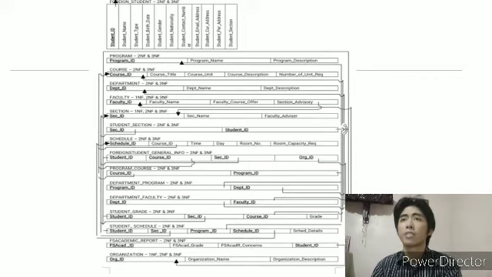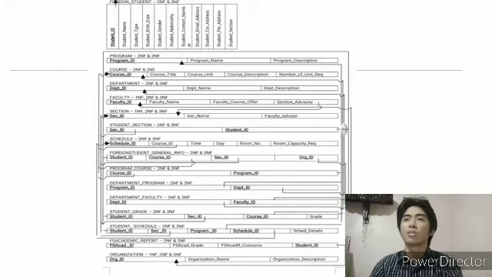Course ID is a reference to course ID from the course table. Next table is the department program. Dept ID is a reference to dept ID from the department table. Program ID is a reference to program ID from the program table. Next is the department faculty table.